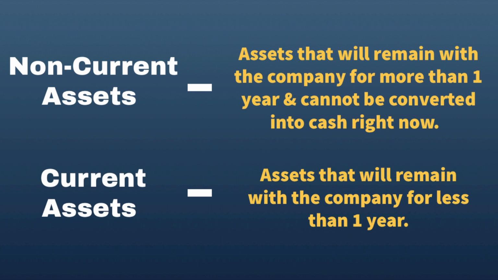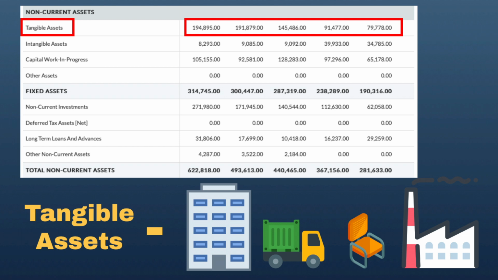Non current assets are your long term assets, which will remain with the company for more than 1 year, and the company cannot convert these into cash on priority basis. Current assets are your short term assets, which are kept for less than 1 year. So let's go through non current assets first. The first title under non current assets is tangible assets. Tangible assets are anything which you can see and touch. Now, this includes land, plot, offices, factories which the company owns, vehicles, office equipment, and even the furniture.